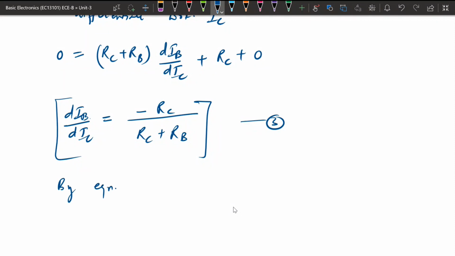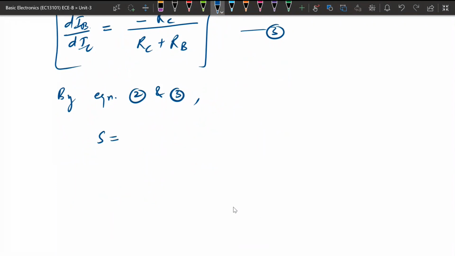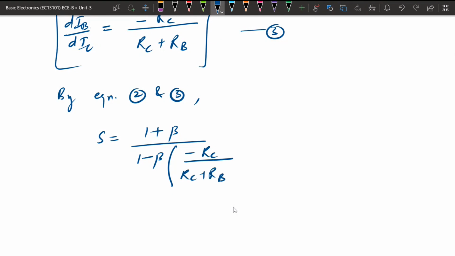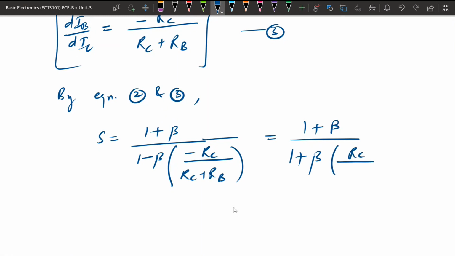So by equation 2 and equation 3, for the stability, we can get the stability value, which equals 1 plus beta divided by 1 minus beta multiplied by del IB by del IC, that equals RC divided by RC plus RB. So it is 1 plus beta divided by 1 plus beta RC by RC plus RB.